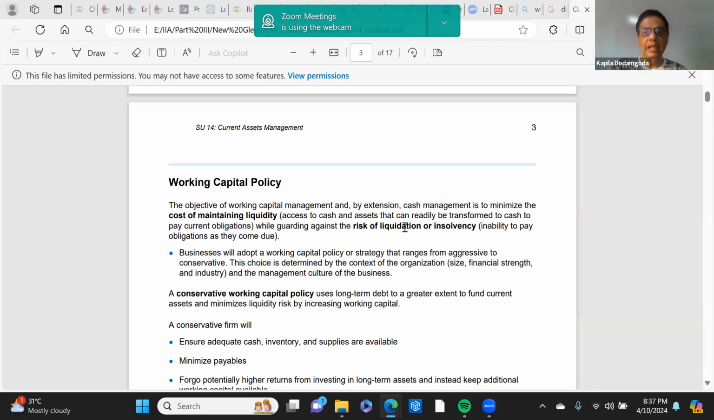So basically, maintaining liquidity is costly. If you want access to cash and assets that can be readily transformed to cash to pay your current obligations, either you have a good enough amount of cash or very liquid assets that can be immediately transformed to cash to pay your obligations. To have those liquid assets, there is a cost of maintaining that liquidity, right?